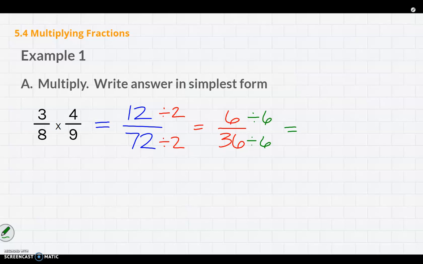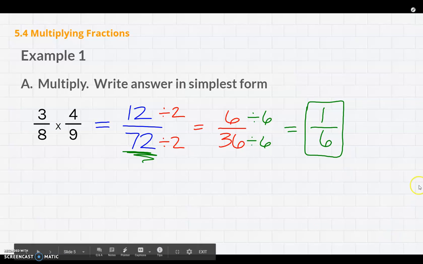So 6 divided by 6 is 1. Anything divided by itself is 1. And 36 divided by 6 is 6. So I get 1/6, and that is completely simplified. And notice that's the exact same answer that we got when we cross-reduced, 1/6. So it is possible, and you will still get the same answer if you don't cross-reduce. However, your numbers might just get pretty large. Like 72 isn't so horrible, but sometimes if you don't cross-reduce, your numbers can get big, and then they become difficult to divide.